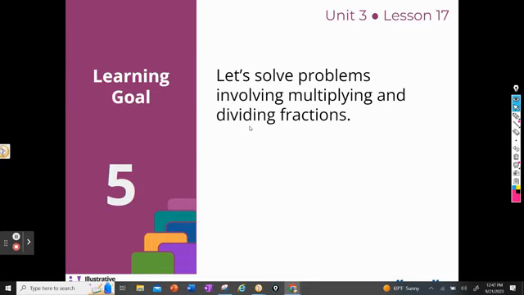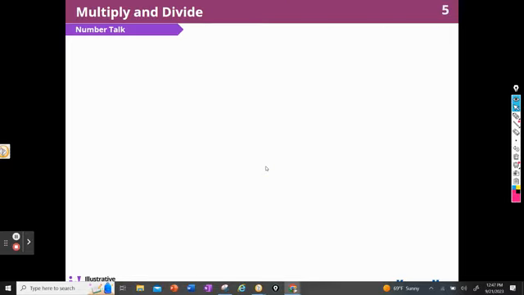We're going to be solving problems involving multiplying and dividing fractions, which is what we've been practicing for the last 2 units. All right, we'll start with a number talk.